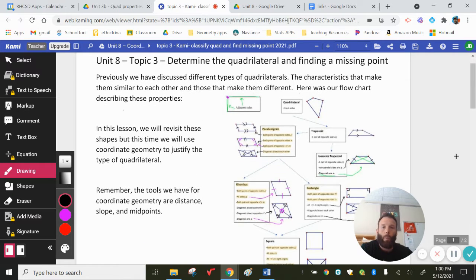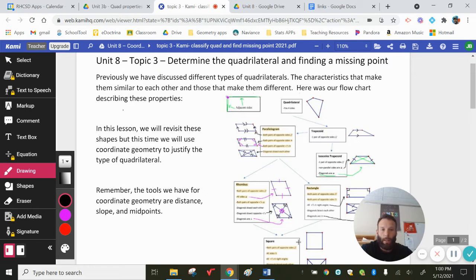And in this lesson, we're going to revisit these shapes, but this time we're going to use this thing called coordinate geometry to classify or justify the type of quadrilateral that we're looking at. Quadrilaterals are trapezoids, parallelograms, rhombuses, rectangles, and squares. Those are all types of quadrilaterals, and each one has its own special set of characteristics that makes it what it is. Now, in terms of coordinate geometry, that means we're going to use the tools that we have: the distance tool, the slope tool, and the midpoint tool. Those three things are the three tools that we have for coordinate geometry.